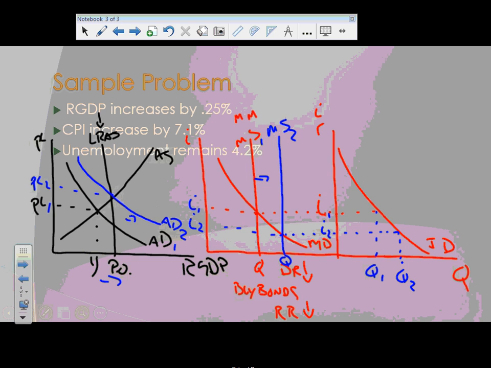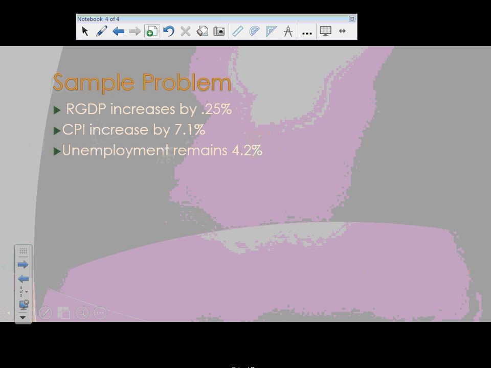All right, let's do a sample one here. We'll let you do it by yourself. Real GDP increases in this particular problem by 0.25%. Think about what the target numbers are. The CPI increases by 7.1%, and unemployment remains 4.2%. So go ahead and pause at this point, and then write your solution, draw your monetary policy graphs, and then I'll show you the answer.